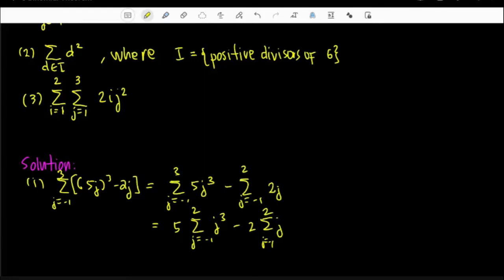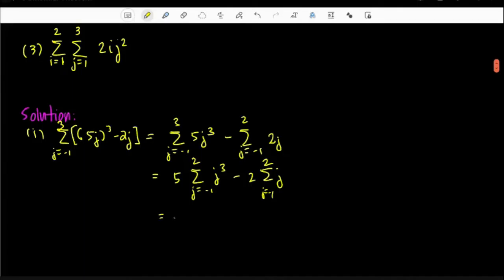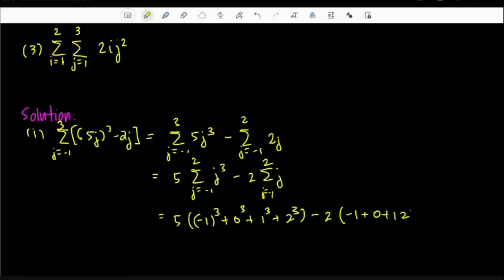So now we evaluate the sum. So this is equal to 5 times, and all you need to do is to substitute j from -1 to 2, incrementing 1 every time. So we have (-1) cubed plus 0 cubed plus 1 cubed plus 2 cubed. So that's from -1 to 2, incrementing 1 every time. Minus 2, this time the summation of j, so -1 plus 0 plus 1 plus 2.